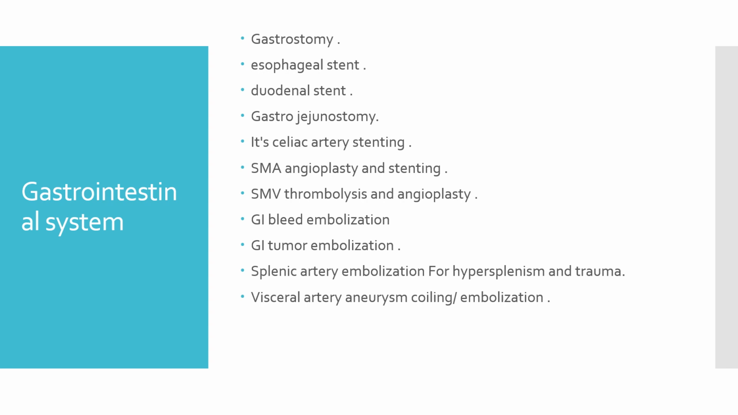Splenic artery embolization for trauma and hypersplenism are the most common reasons for touching the splenic artery, because it is the most common organ injured, apart from the hepatic artery, for pseudoaneurysm. We put a coil or glue. And for visceral artery aneurysm, which can happen in any artery of the abdomen, we can use a coil or embolization depending upon the location of the aneurysm.